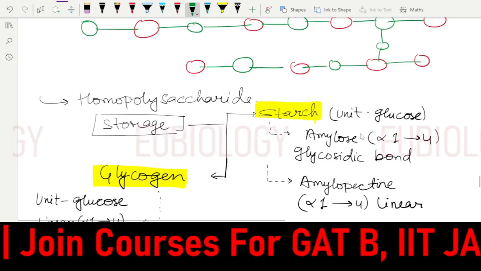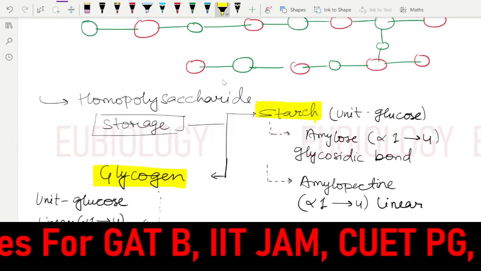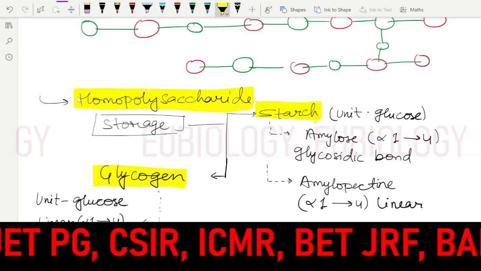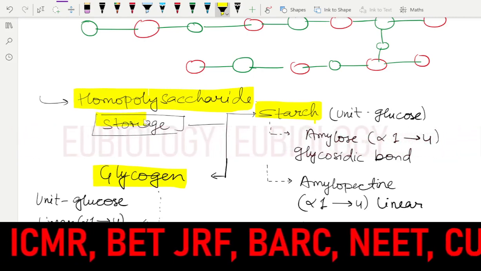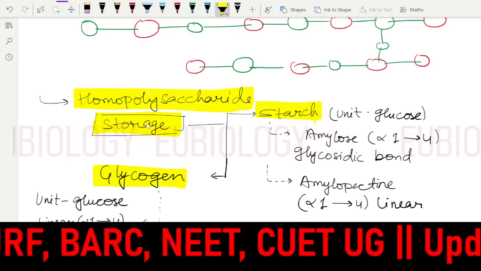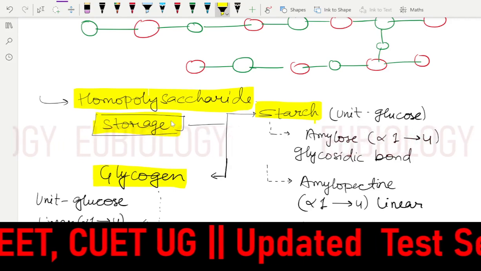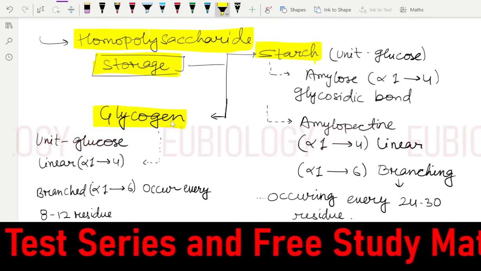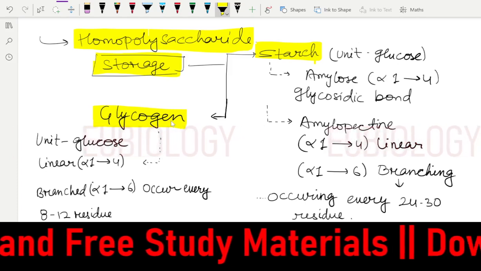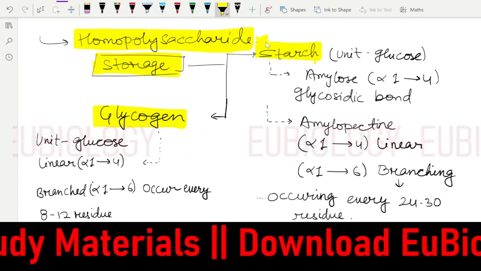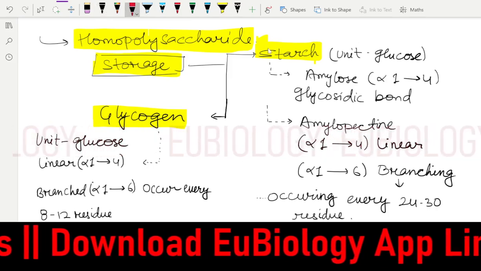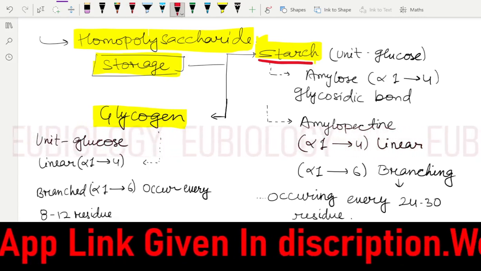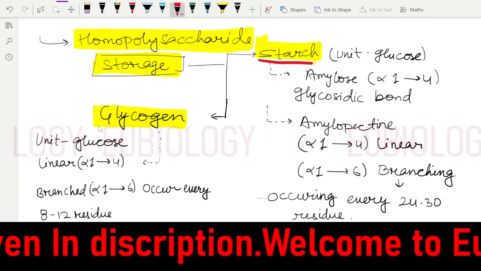Okay, so let's begin with our first important point, that is homopolysaccharide. In homopolysaccharide, we are going to see storage homopolysaccharide and another, structural homopolysaccharide. Mostly the storage occurs in the plants, but does it occur only in the plant? The storage also occurs in human beings and animals. In the case of the plant, the storage occurs in the form of starch, and in the case of animals, the storage occurs in the form of glycogen.